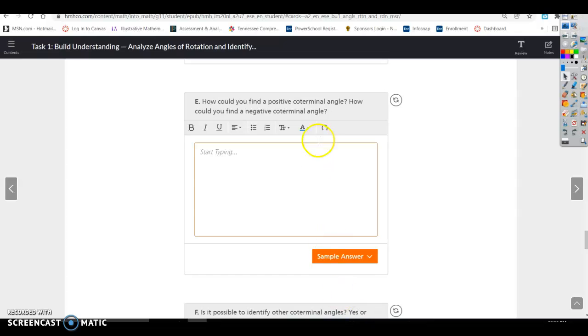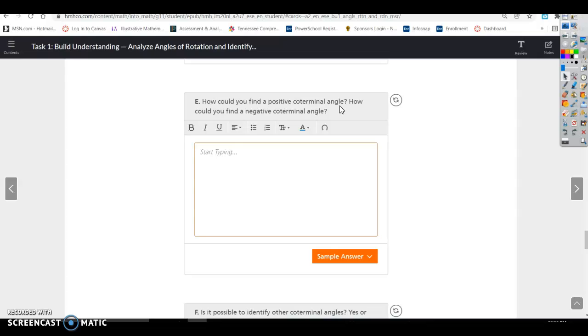How could you find a positive coterminal angle? How could you find a negative coterminal angle? Well, it depends on what angle you start with. If I start with 90 degrees, I could add 360, and that gives me a positive coterminal angle. If I start with 90 and I subtract 360, that would give me a negative coterminal angle.